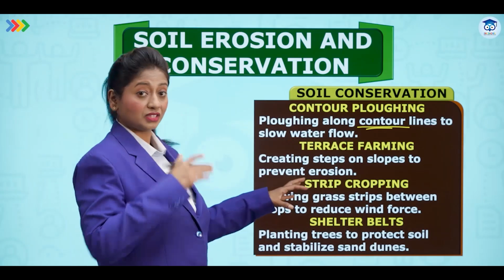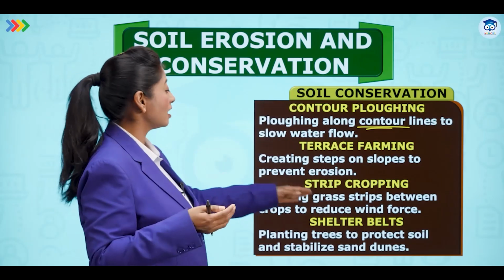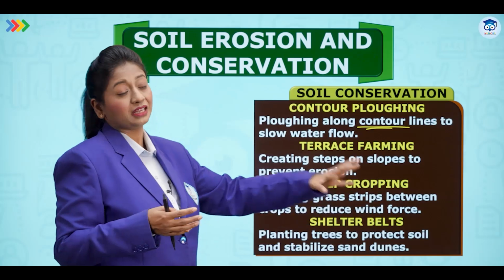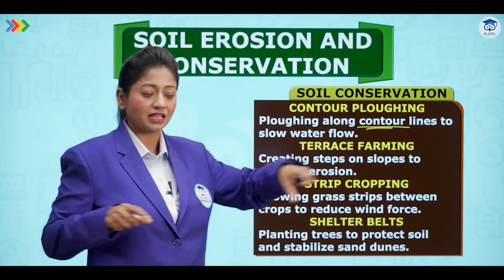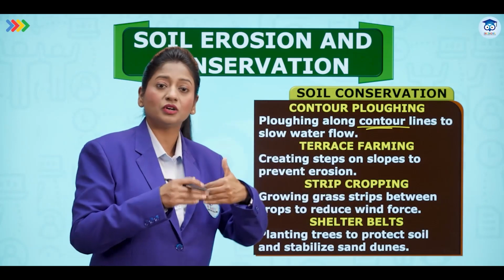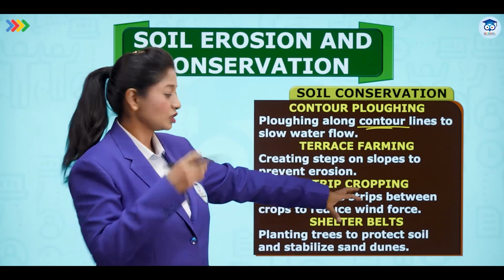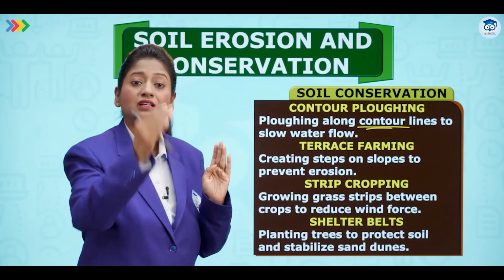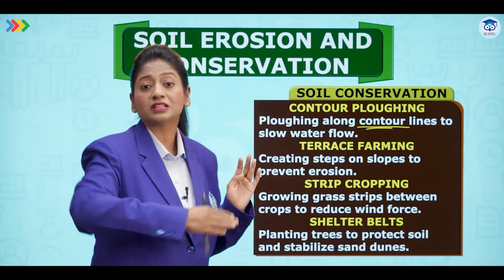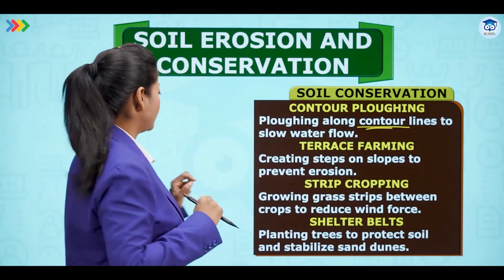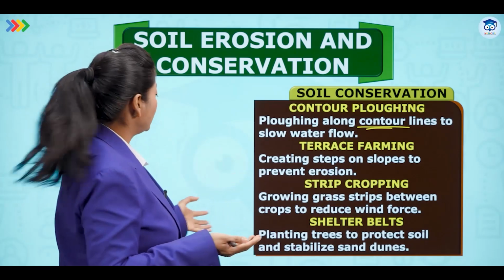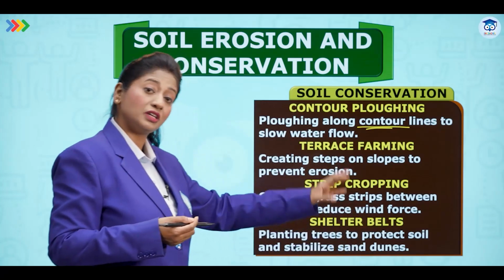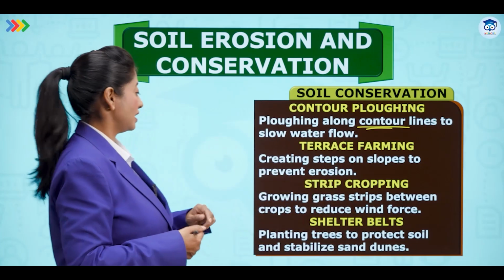Strip cropping, in the form of strips, right? Growing grass strips between crops to reduce wind force. If you see, the crops are grown in lines. In between, they grow these strips of grasses so that the wind does not have so much effect on the actual plant and does not carry away the soil from there. Shelter belts: planting trees to protect soil and stabilize sand dunes. From here also sand dunes can be stabilized.